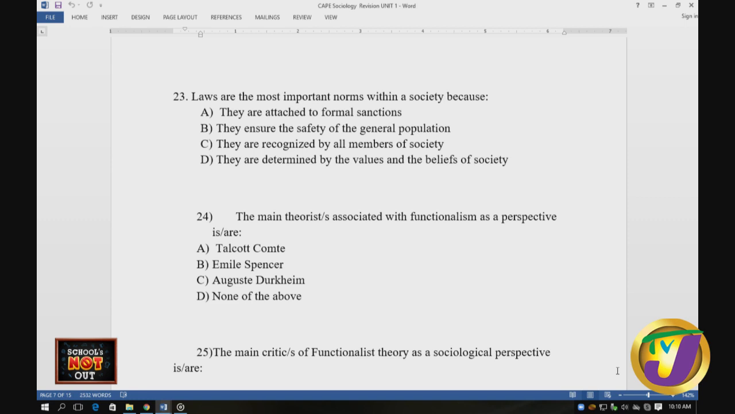The main theories associated with functionalism as a perspective are, this question I deliberately put it there so you can understand the ins and outs of multiple choice questions. So Talcott Comte. Now you will quickly think you see Talcott, that is Parsons, and not Comte, so that is incorrect. Emile Spencer, but Emile is Durkheim, is Herbert Spencer. Auguste Durkheim, is Auguste Comte and Emile Durkheim. So it's really none of the above. But just to ensure that, because you would quickly just go and start to shade. Oh, Emile, okay. Yeah, no, read through all the different sections properly.